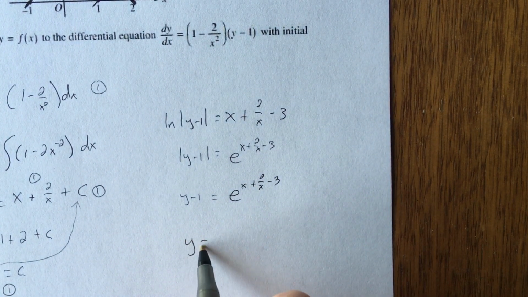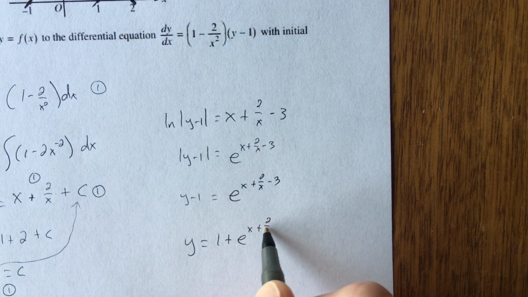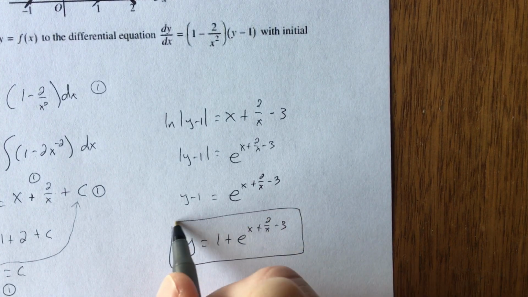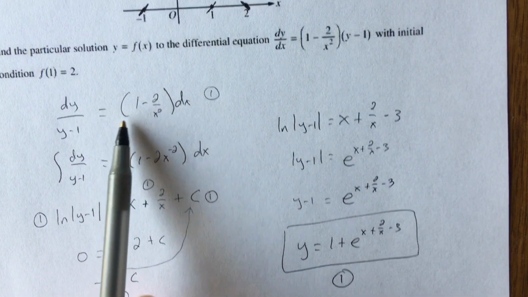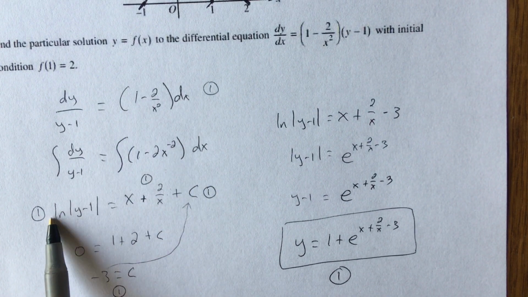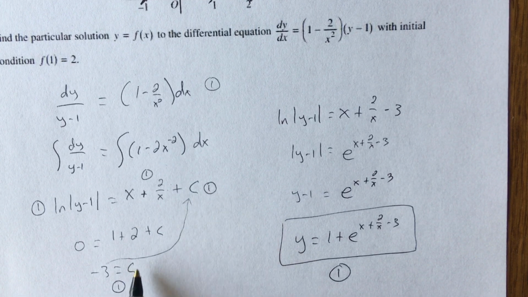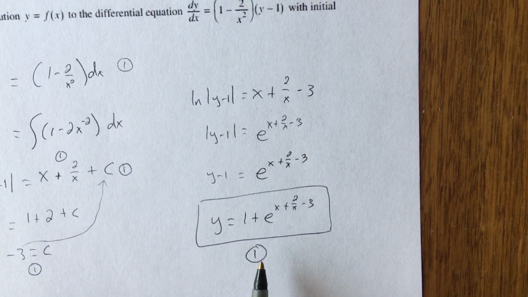Last thing to do is add 1. Let's throw that right in front. And there's our final answer. And if you had that, you got an additional point. So again, 1 point for the separation, 1 point for this integration, 1 point for this integration. Back then they gave you 1 for this c and 1 for this. Probably today just 1 total. And then 1 point for being able to solve all the way down for y.